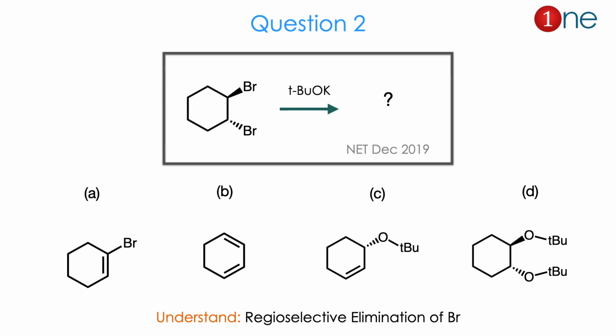Then question number 2. The starting material is dibromocyclohexane. You have tertiary butoxide as the reagent. Here the starting material is in the trans form. They ask you to find the product.